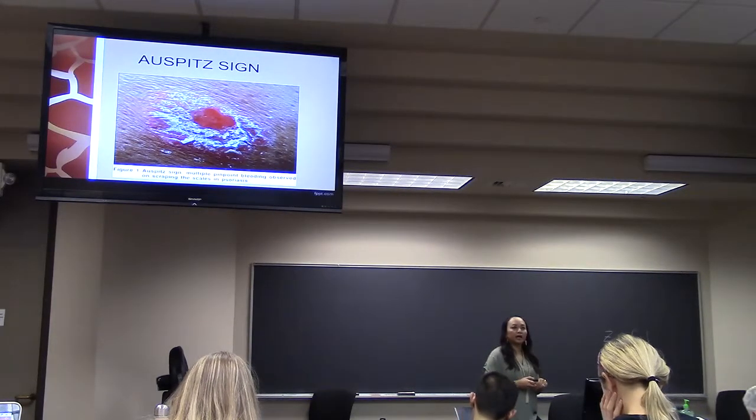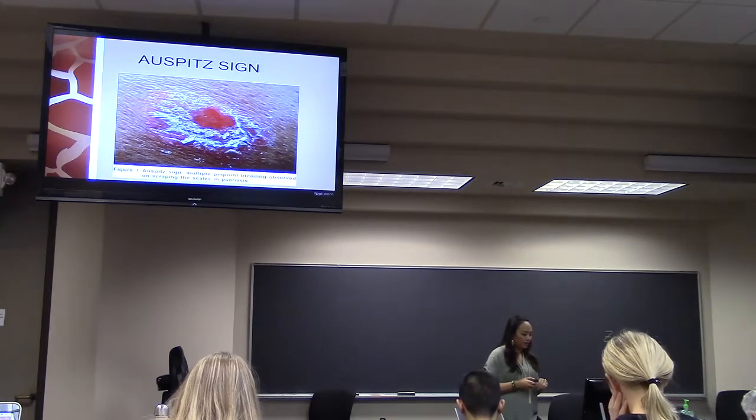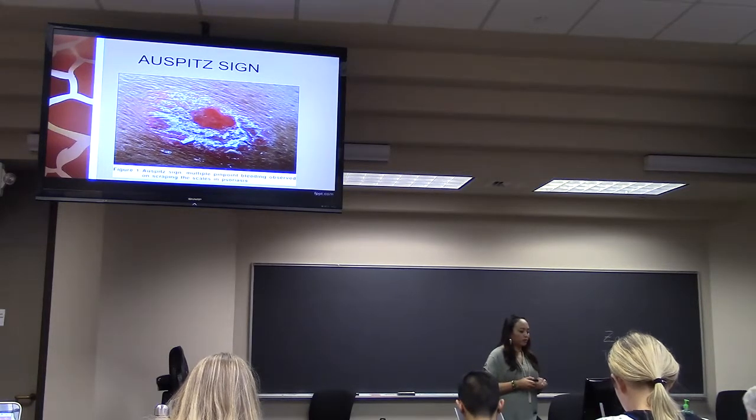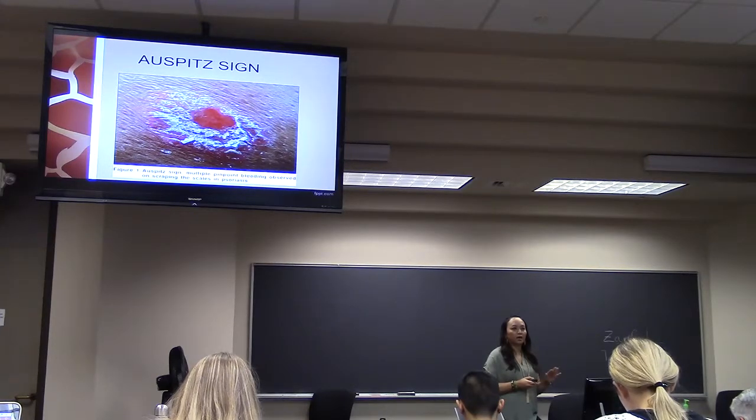So this is that Auspitz sign. So you can see those little pinpoint areas of bleeding, and that's when you scrape off a psoriasis plaque that you'll get that Auspitz sign.